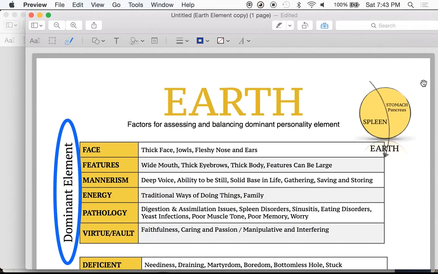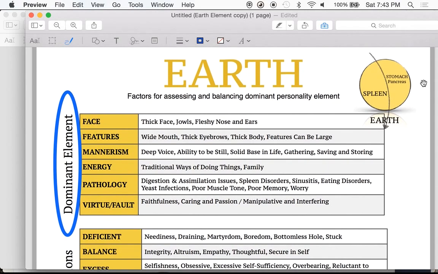So as we toggle back here to the earth element, what we'll be talking about is two things. We all have all five elements in our body. I have all the biological parts, I have the personality traits, and people have within them all the emotions. But everybody has a dominant element. It's part of who you are. It's part of the way you were born. It's just a dominant element within you.